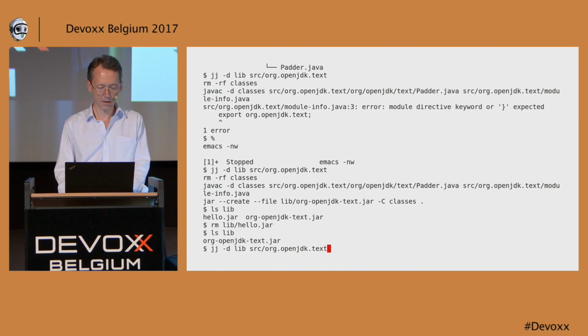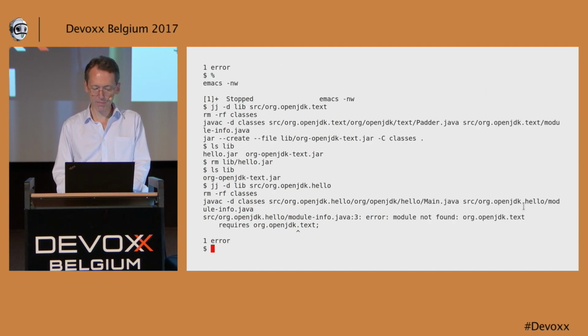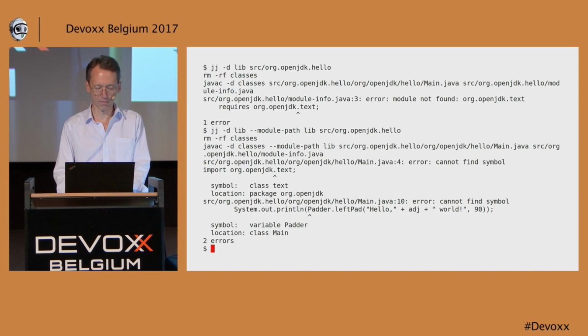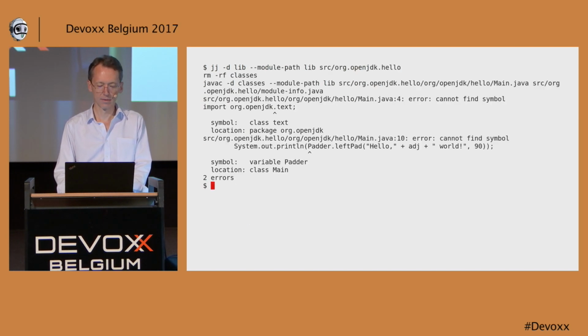Let's compile the hello module. And this fails. It says module not found org OpenJDK text. Why is that? Well, because I need to tell the compiler where to find the modules that are going to be needed. So I need to use module path here as well. Oh, now what's going on? Oh my. Cannot find symbol. org.openjdk.text. Class text and package org OpenJDK.